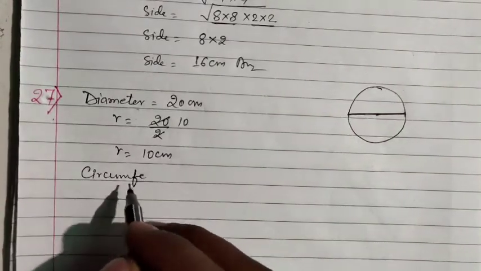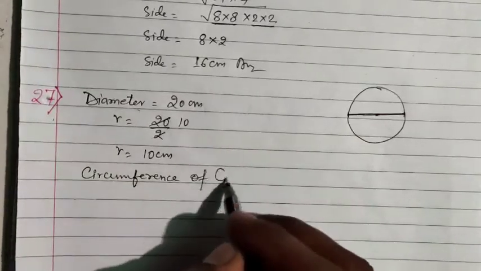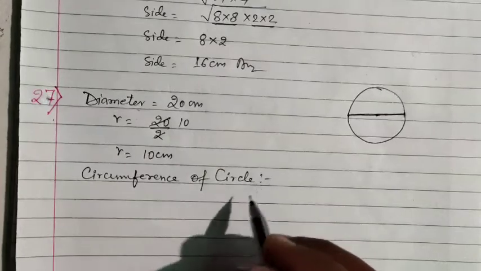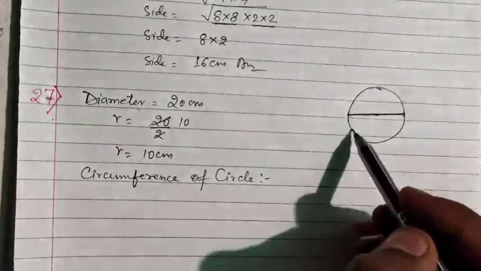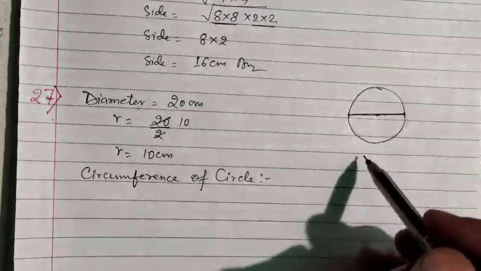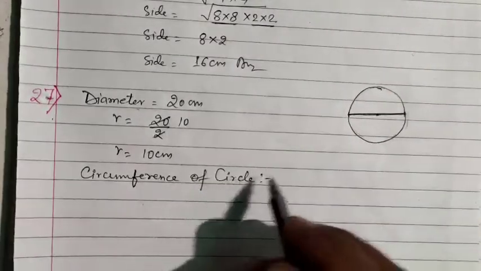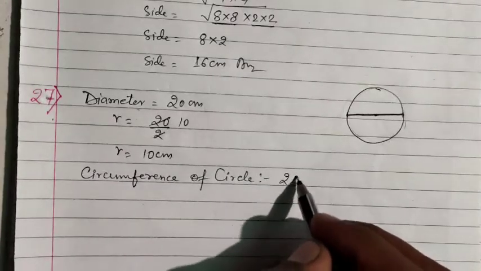Circumference is the other term for the perimeter. Circumference of circle. Circumference means length of boundary. It means this length. This is called circumference. बाहर की boundary circumference कहलाती है. Just like the perimeter, है ना? The formula for circumference of circle is 2 pi r.